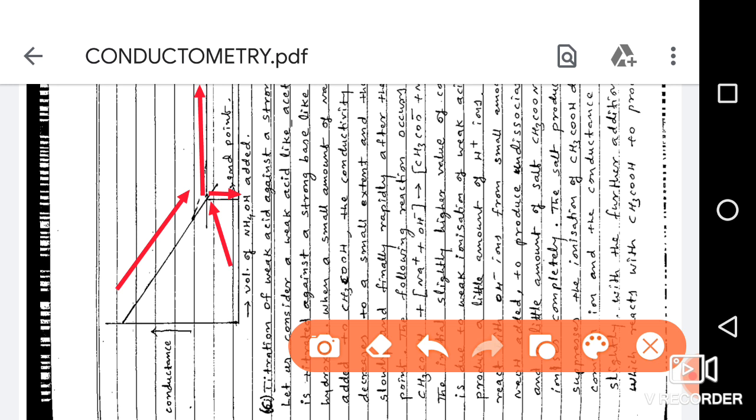So this is about the titration of strong acid with a weak base. The next type of titration is nothing but titration of weak acid against a strong base. When a weak acid is titrated with a strong base, what will the result be? Let us consider a weak acid like acetic acid titrated against a strong base like sodium hydroxide.